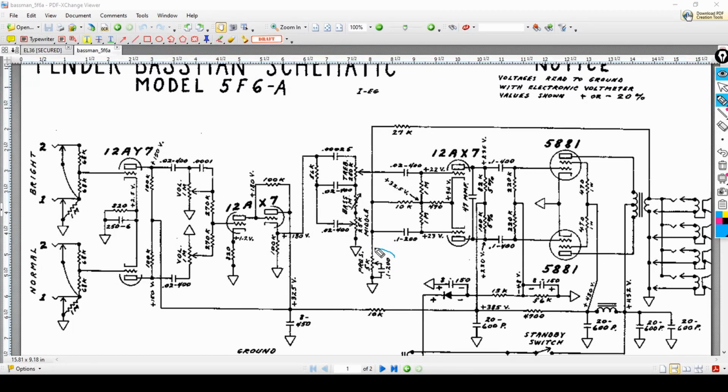Then right here is our presence control. You can see they're located pretty close together on the schematic, but the truth of the matter is that they are in a very different part of the circuit, because if you look over here, you've got the output transformer. So after the signal has gone through the preamp, through the tone stack, through the phase inverters, and through these two output tubes, it joins right here and goes out to the speaker.